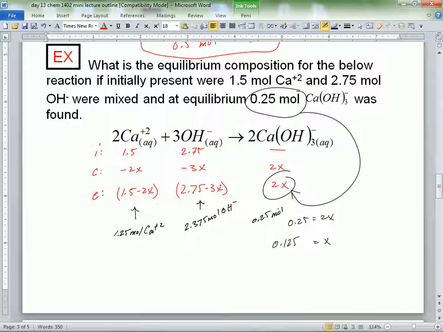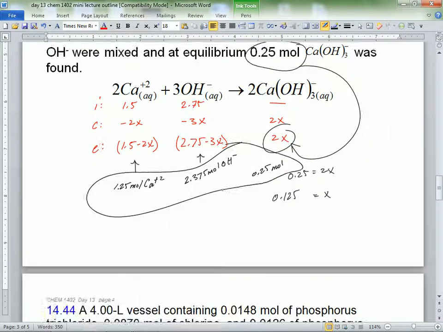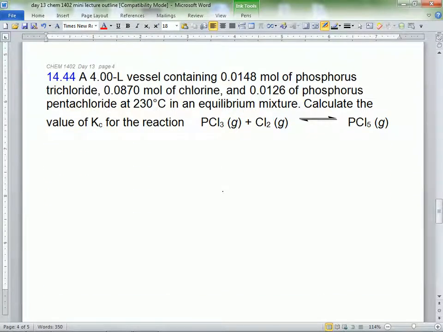Oh, this is all we're going to learn today? Well, you're going to try the next one. The next one has a twist. Try the next one and see if you can do it. This one has a twist to it.